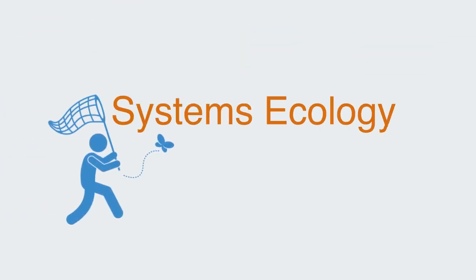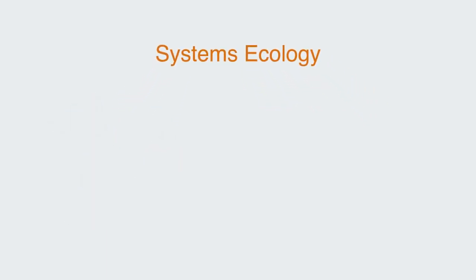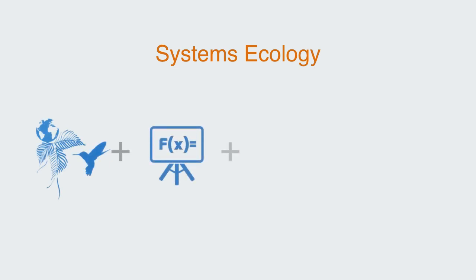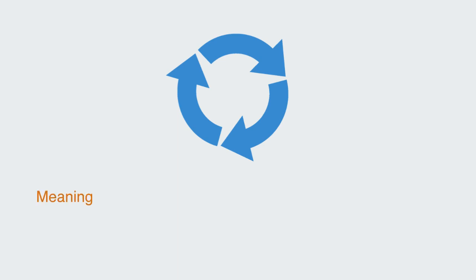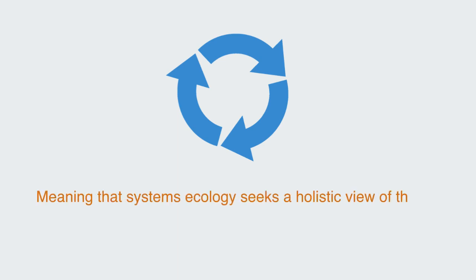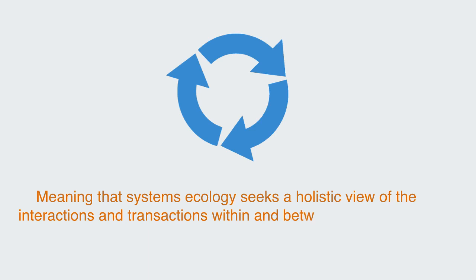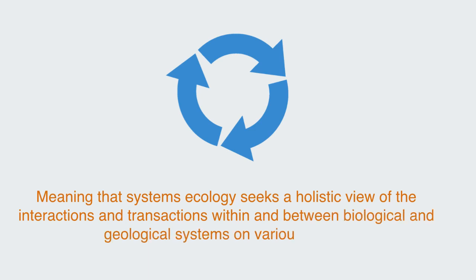Systems ecology is then the study of ecosystems that uses mathematical modeling, computation, and as the name implies, is based upon systems theory. As with other areas of system science, the use of systems theory as an approach involves the adoption of a holistic paradigm based around synthetic reasoning, meaning that systems ecology seeks a holistic view of the interaction and transactions within and between biological and geological systems on various scales.